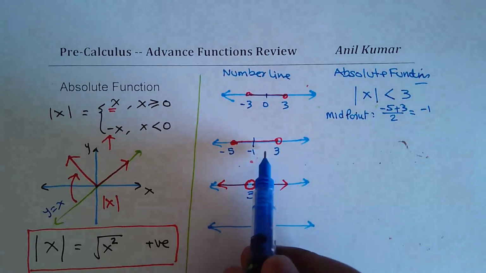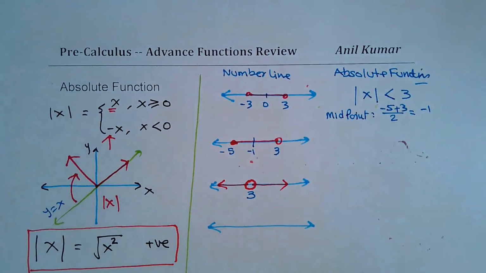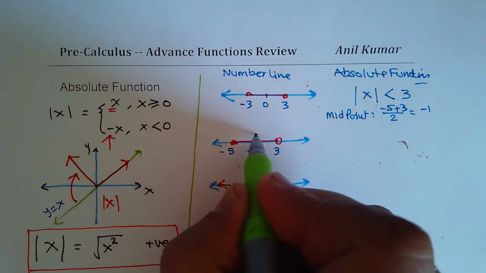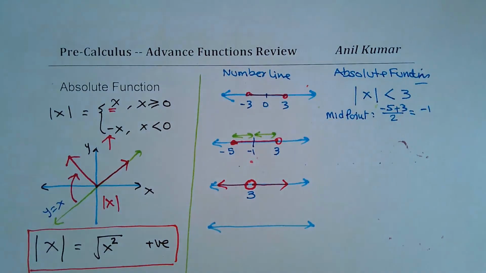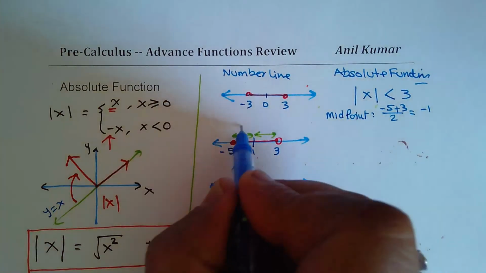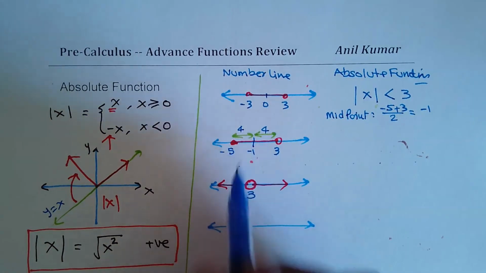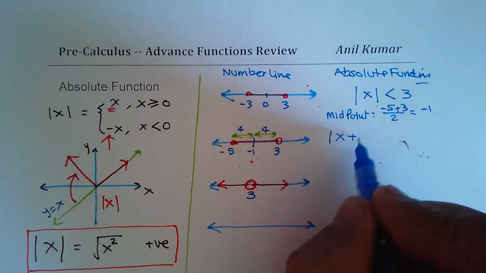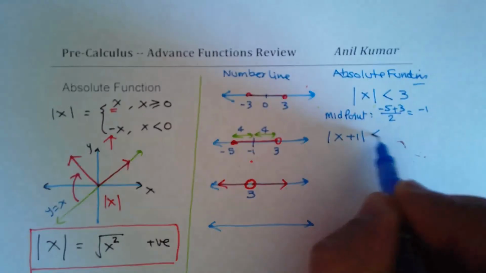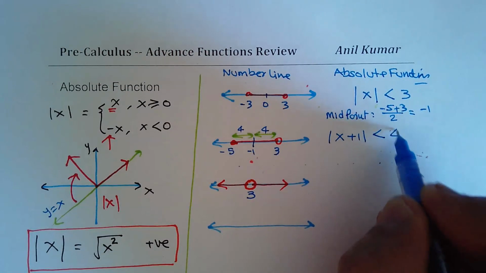You are 4 units away, right? So how far are you? How much is this distance and how much is this distance? Each distance for you is 4 units. And therefore, you want to be within that. You could write a function as move to this, that is x plus 1, but be within 4 units. That's how you get it.